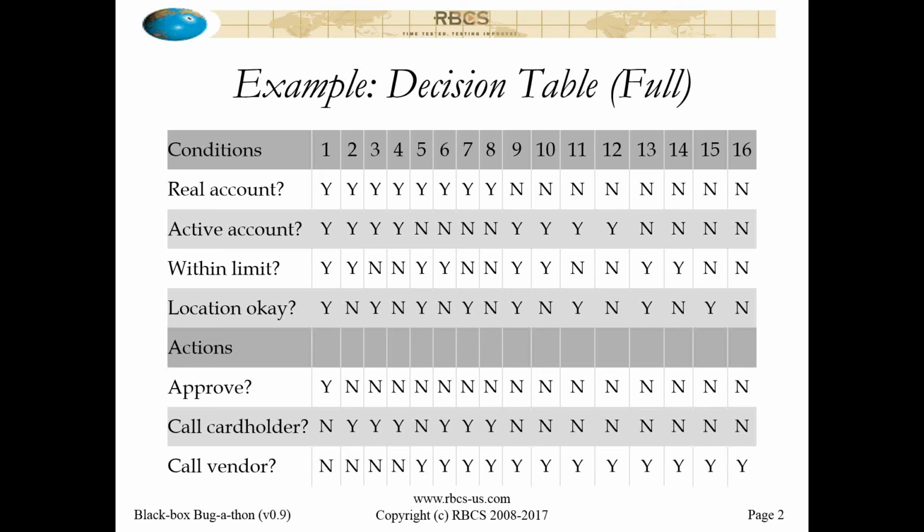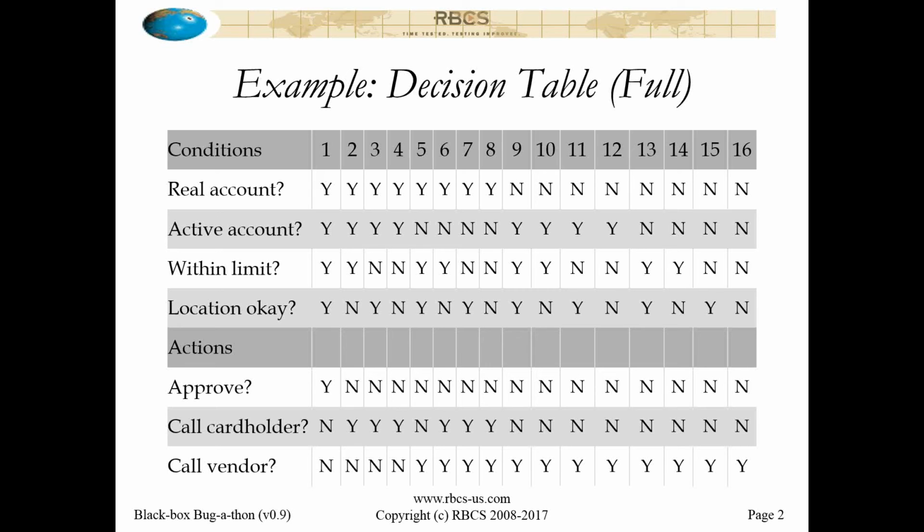Now, these are called full decision tables because they have all the possible combinations of values in them, conditions that is. So what we can see is that there are those 16 possible combinations.